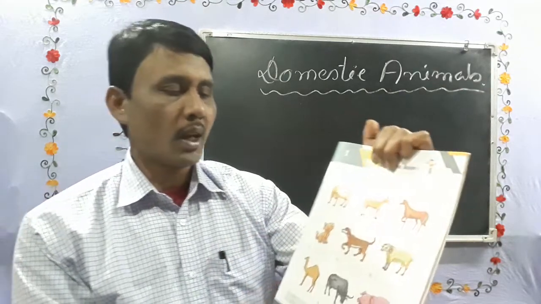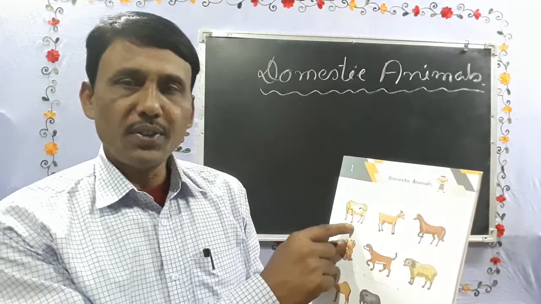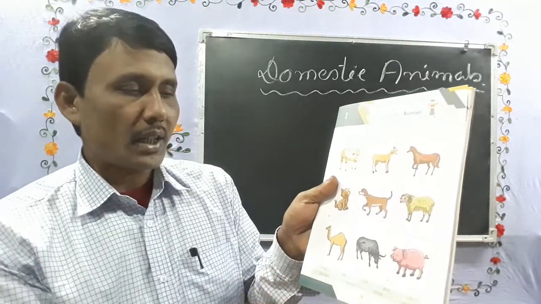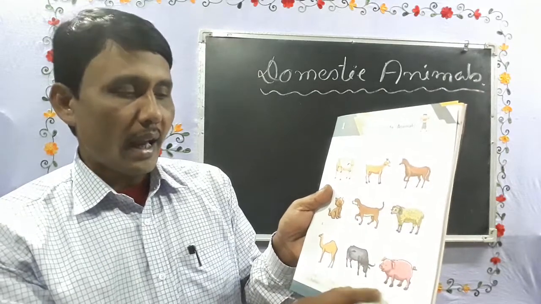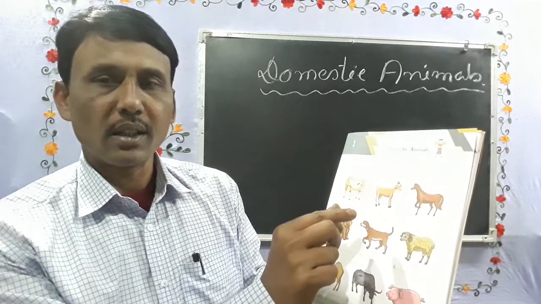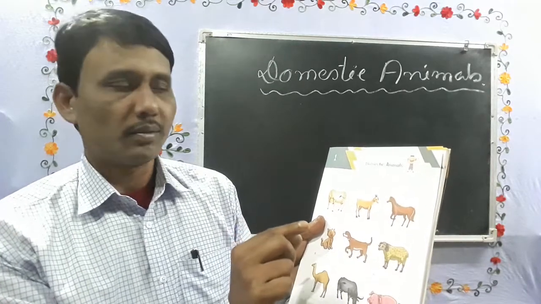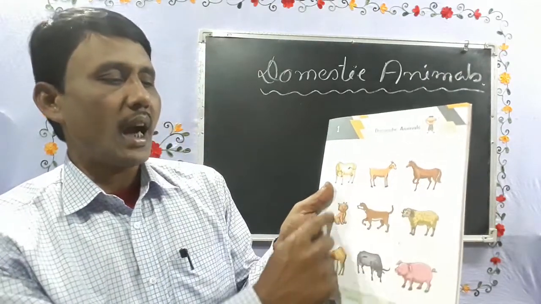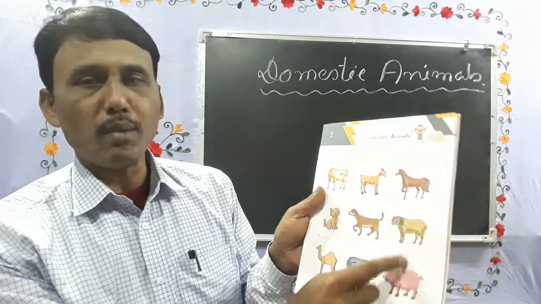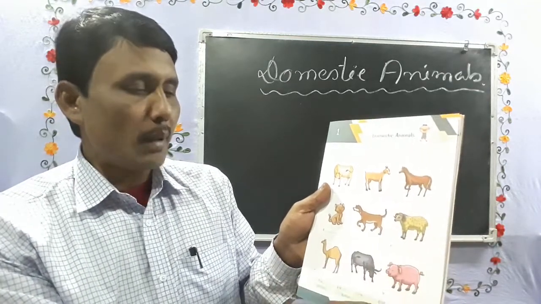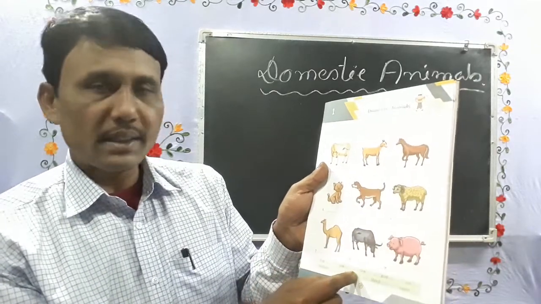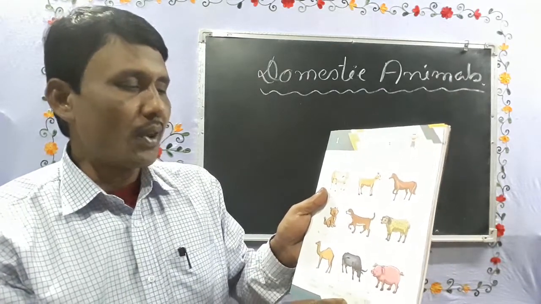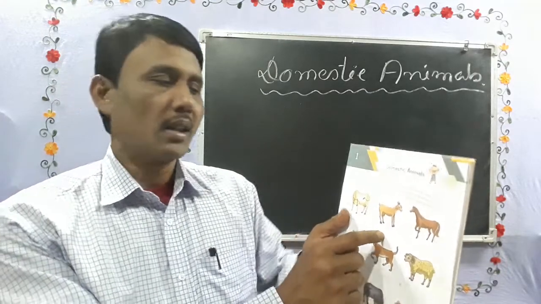Okay, so what should we do here? You will first identify the animal one by one, pick up the correct word from the list given below, and write it below the particular animal. Clear? So I am telling it again. You will first identify the pictures of these animals, and the names of all these animals are listed here. So you will find out the correct word for the correct animal and write it respectively.